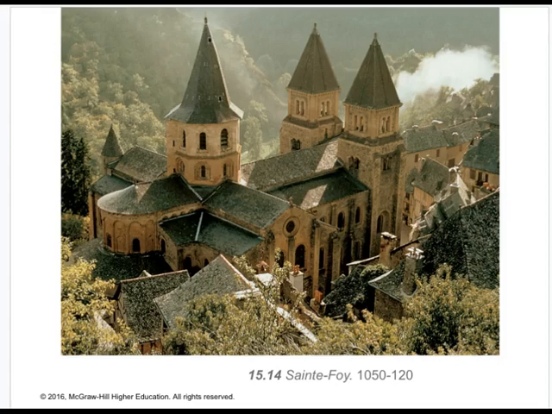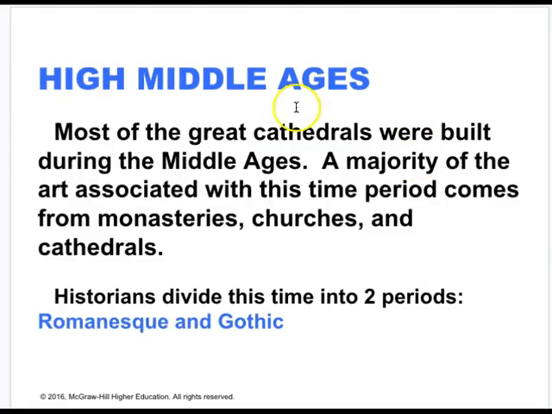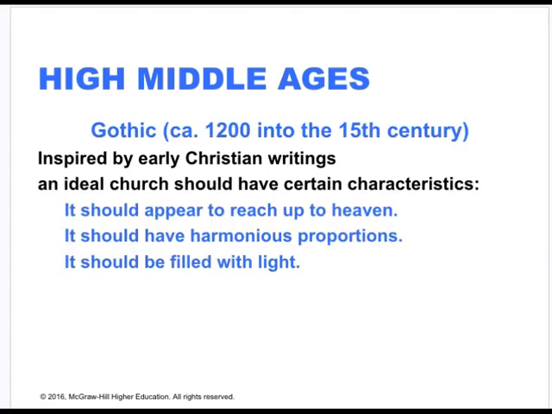So if you're feeling confused on your time periods, remember, let me go back to this first slide. Remember, you have High Middle Ages, and these are like subcategories within that. So the first half is Romanesque of the High Middle Ages, and the second half will be Gothic. So for Gothic, the second half, we have 1200 and then into the 15th century, so 1500s.